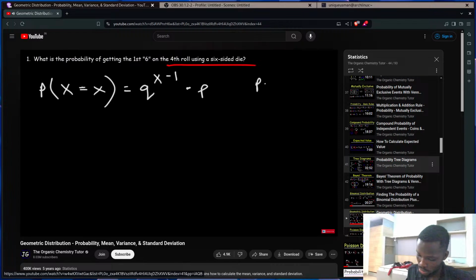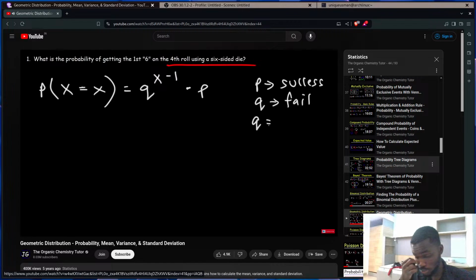Now, lowercase p is the probability of getting a successful event. q is the probability that an event will fail. Now keep in mind, q is 1 minus p. So in some textbooks, you'll see it written like this.